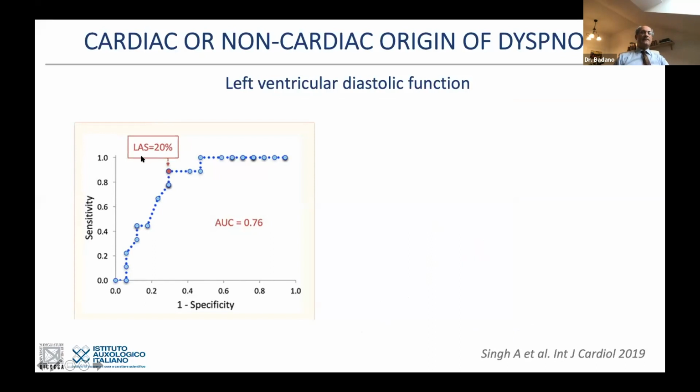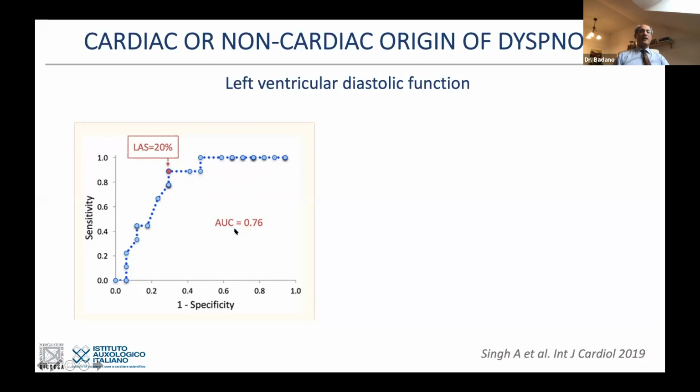that the measurement of the left atrial strain, and particularly of the reservoir function of the left atrial strain, is a very efficient way to assess the left ventricular diastolic function. And particularly, they showed that when the left atrial strain during the reservoir is 20% or less, you have a very high sensitivity. You see here a very high accuracy, I would say.